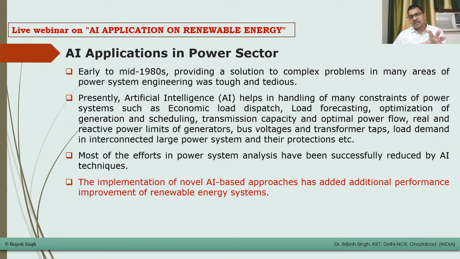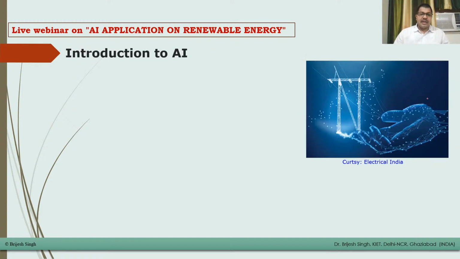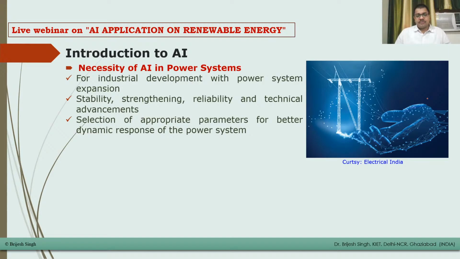So the entire lecture, or this webinar, is based on those particular problems where we can apply AI based techniques. Before going into the application part, we will have a basic discussion about which kinds of AI technologies are available, and how they will be helpful to solve the complex problems associated with renewable energy systems. First of all, it is required to know why AI is required in the power system nowadays. What is the necessity of AI in the power system?